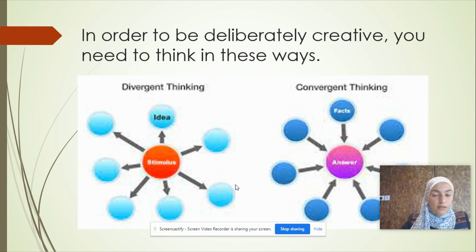But if you reflect on your life, you notice that we all really do need to diverge and converge in our thinking every day.